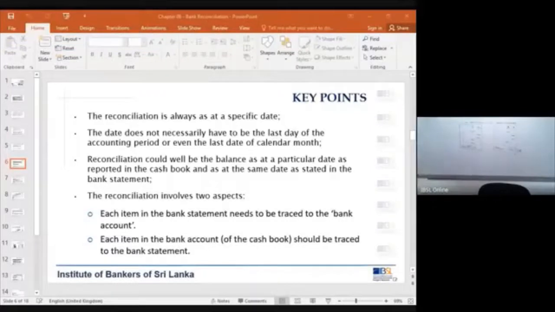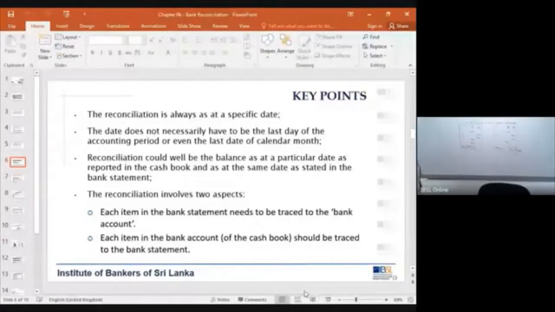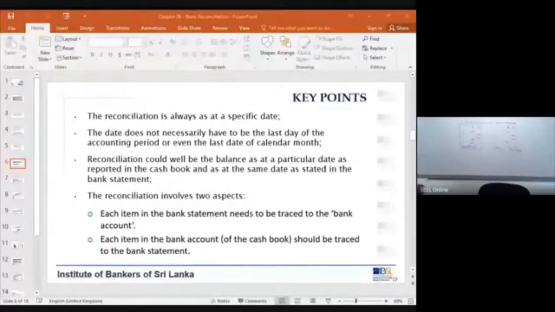Now the two points that I have given last in the slides is the marking of the items in the respective records. They say each item in the bank statement needs to be traced to the bank account. Each item in the bank account should be traced to the bank statement. So what is it that we are trying to do here? You take these debit column items, this one, this one, this one, and go and search for them in the bank statement credit column. So what you do here? You take this column, all the items that are appearing here, and you go and match it against this.